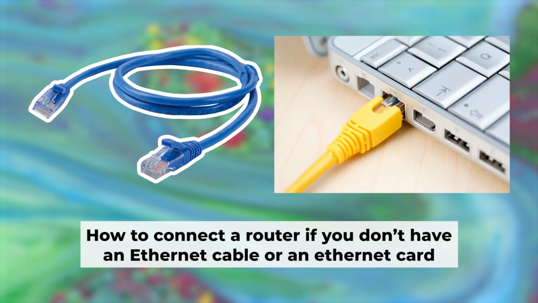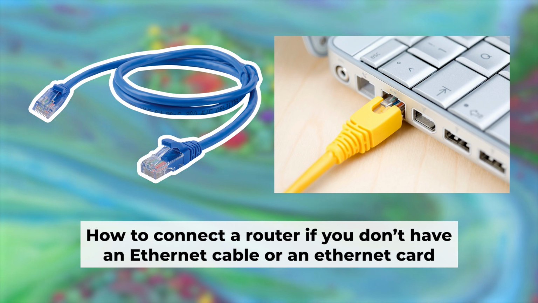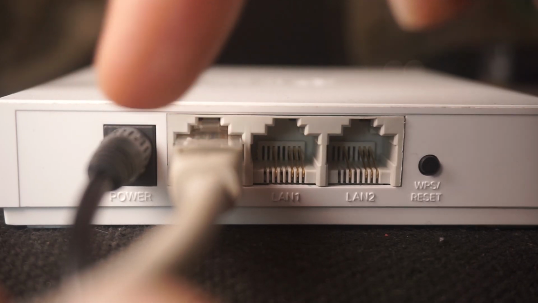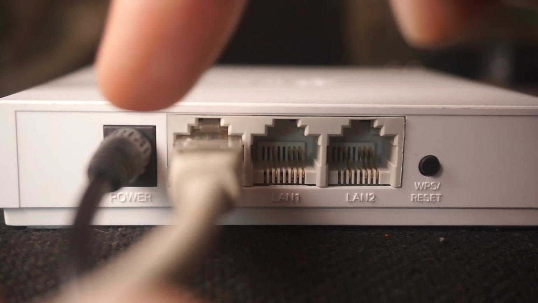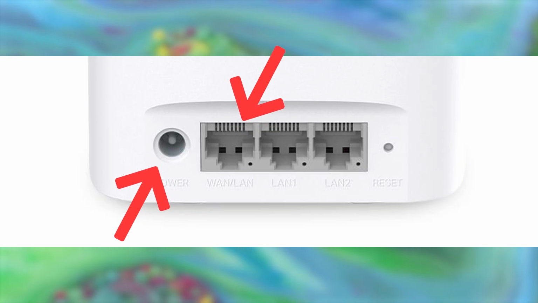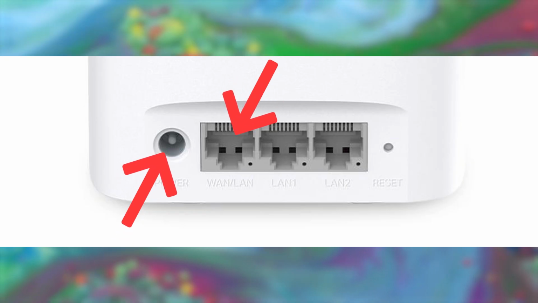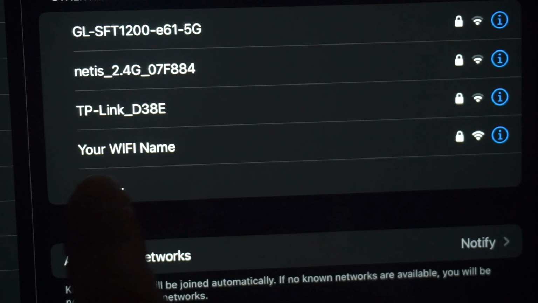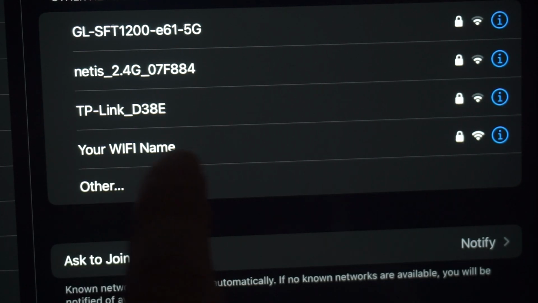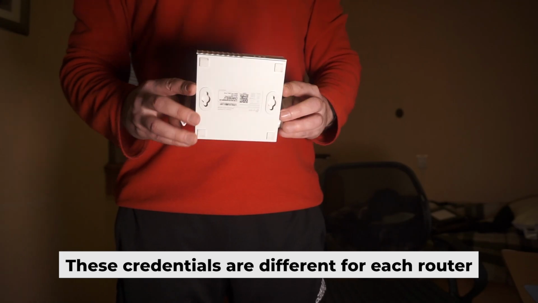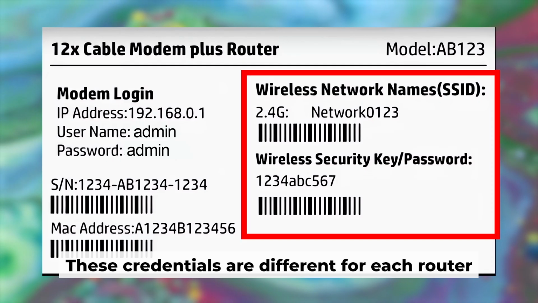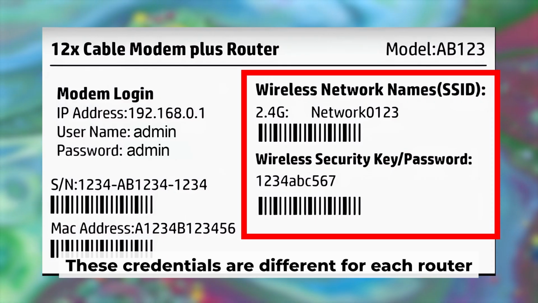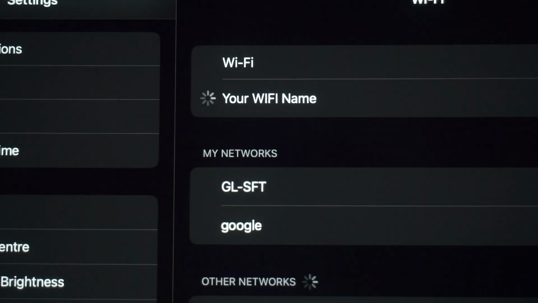But first, I will show you another method for connecting the router if you do not have an Ethernet cable or your computer does not have an Ethernet port. Connect the router to the power adapter and cable from your internet provider. This will enable Wi-Fi. If the router is new and has never been configured, the Wi-Fi network will have the name of your router. Your router has its own Wi-Fi network name and password printed on a sticker. Connect to it. Great, you've connected to the router.